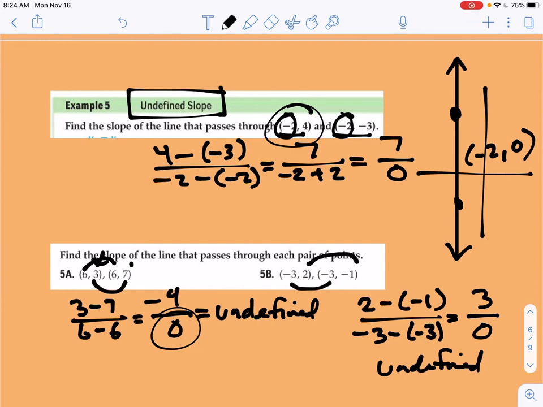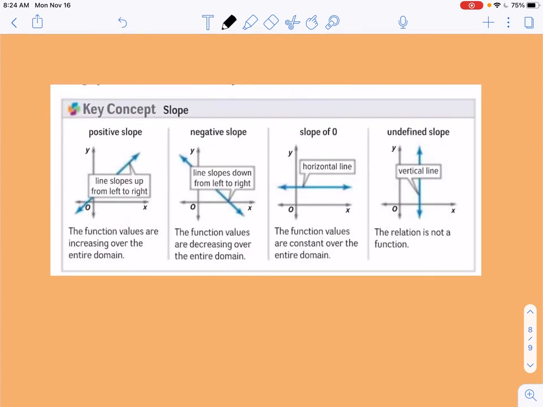So our 4 slope examples: you have a positive slope, and your number is positive. You have a negative slope, where it goes down from left to right, and your number is negative. A slope of 0 is a flat line, so if you can just remember that it's flat, that would be your slope of 0. And then your undefined slope is a vertical line. So you've got a flat horizontal line, and then a vertical line for your undefined, okay?